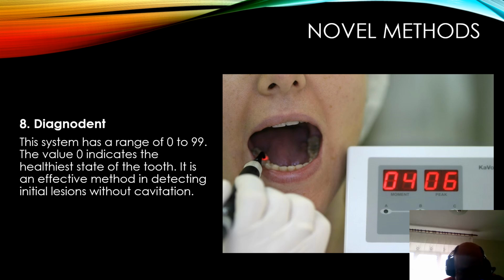Method called Diagnodent. It is a special system. It has a range of 0 to 99. The value 0 indicates the healthiest state of the tooth. It is an effective method in detecting initial lesions without cavitation.